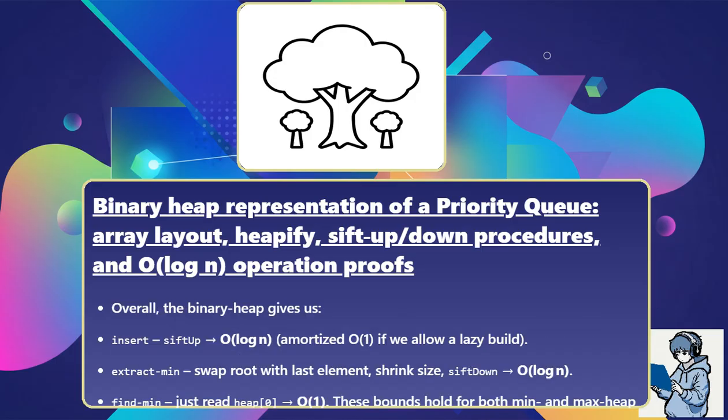Overall, the binary heap gives us: insert, sift up, gives big O of log n, amortized O(1) if we allow a lazy build. Extract-min: swap root with last element, shrink size, sift down, gives big O of log n. Find-min: just read heap[0], gives O(1). These bounds hold for both min and max heap variants with the comparison direction flipped.